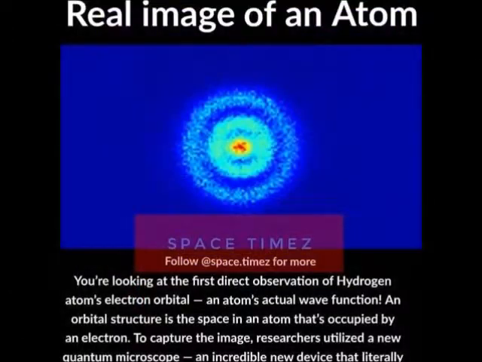Hydrogen was chosen because it has the simplest electron configuration, just one electron in the lowest energy state. The research team is going to attempt to get an image of helium next. Heavier elements will be much more difficult, however.